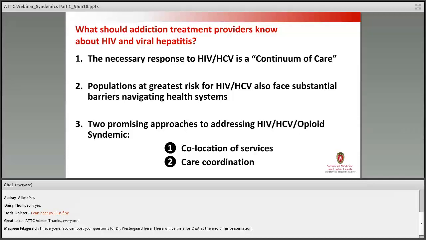So that was quite a long introduction to getting to this slide, which is to answer the question of the title: what do I believe addiction treatment providers ought to know about HIV and viral hepatitis? I'll spend the second half of the talk going through three main take-home points. The first is that the necessary response to HIV and hepatitis C is a continuum of care. The second is that populations at the greatest risk for HIV and hepatitis C also face substantial barriers in navigating health systems. And finally, I'll talk about two promising approaches, two valuable components of a public health and medical approach to addressing the syndemic of HIV, hepatitis C, and opioids. One is the co-location of services, and the other is various ways of conducting care coordination.